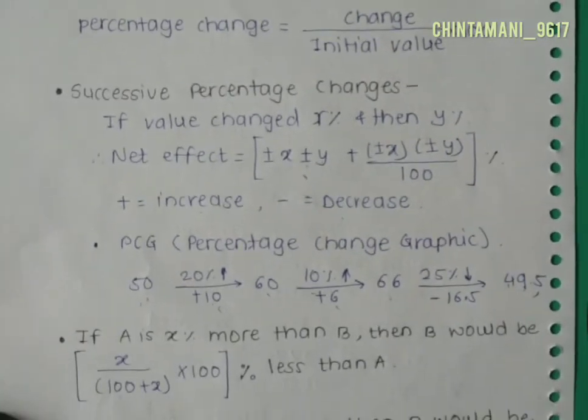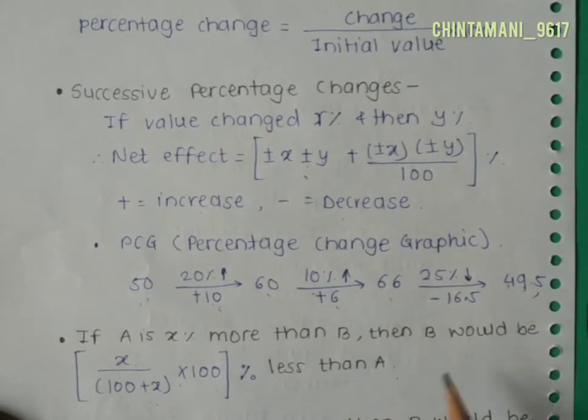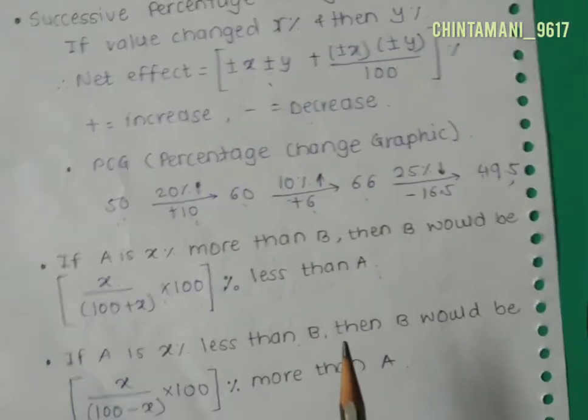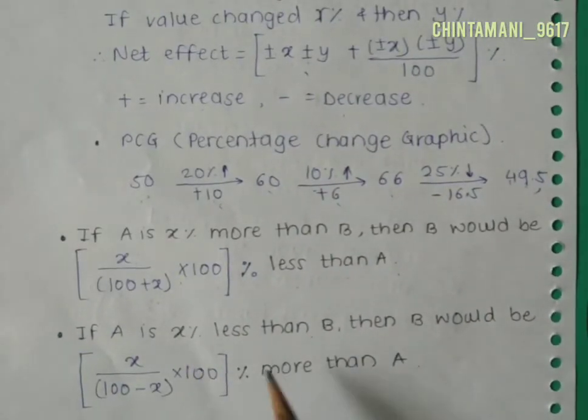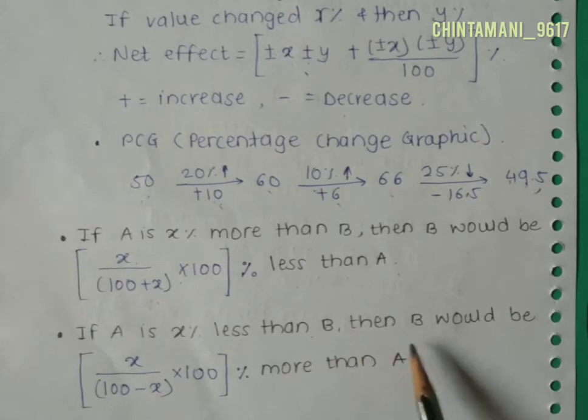Moving forward, if A is x% more than B, then B would be x by (100 plus x) into 100 percent less than A. Similarly, if A is x% less than B, then B would be x by (100 minus x) into 100 percent more than A.